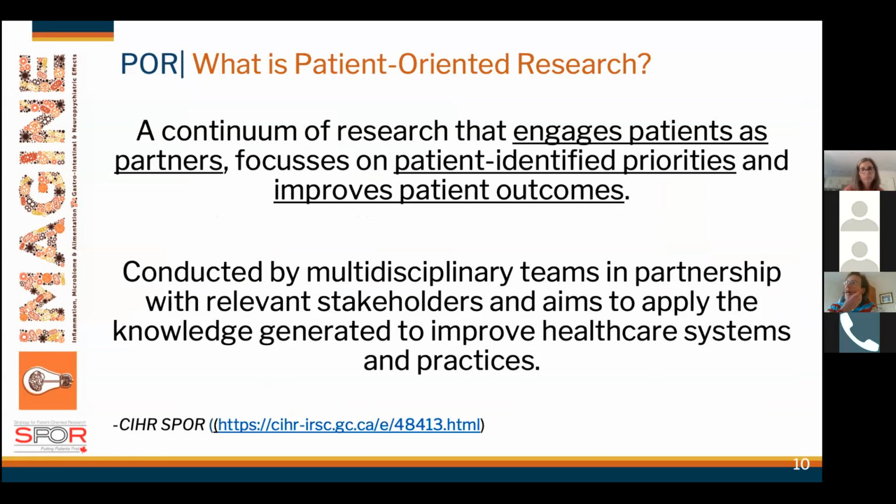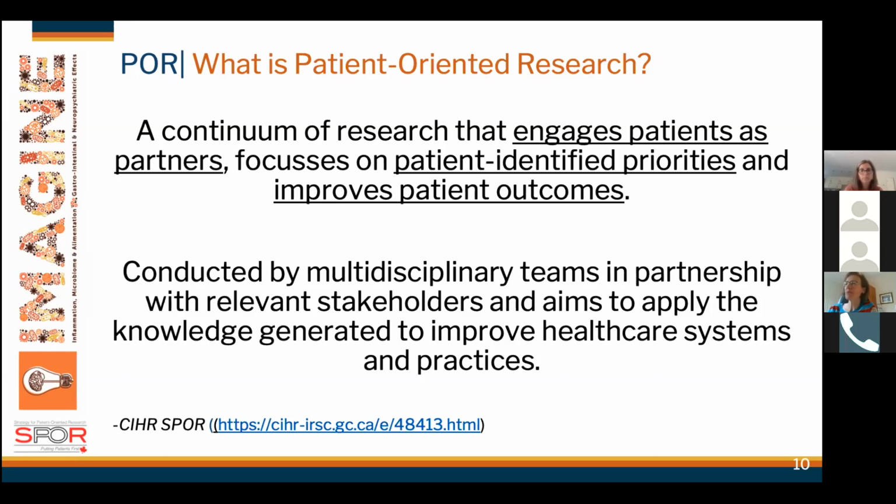And when we use that term, what do we mean is a whole broad spectrum of research that engages patients as partners, importantly, and focuses on what patients have identified as priorities and things that are important to them, and all with the aim of improving patient outcomes. And patient-oriented research is done in a multidisciplinary context.